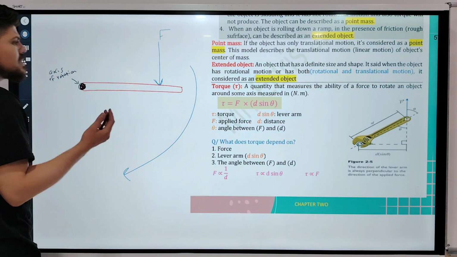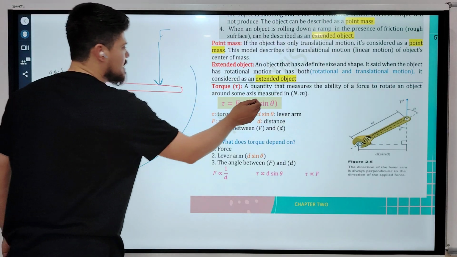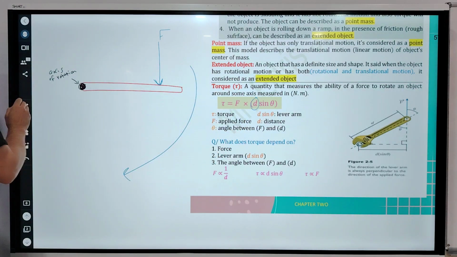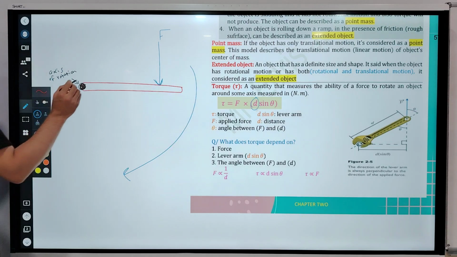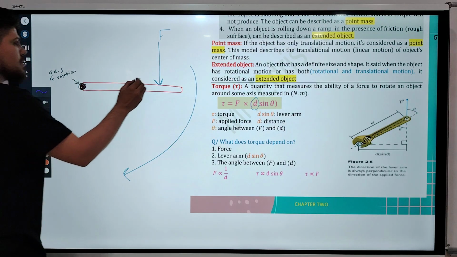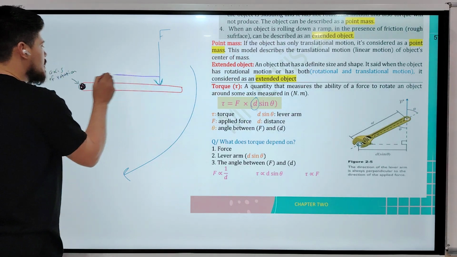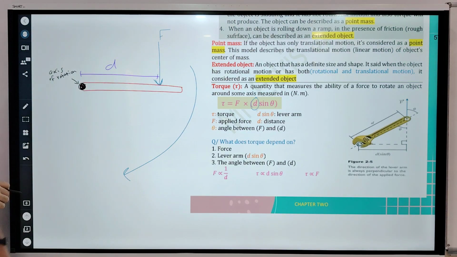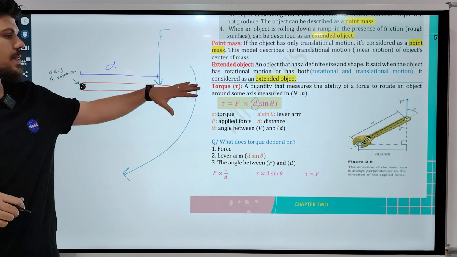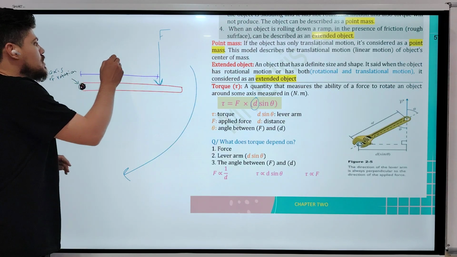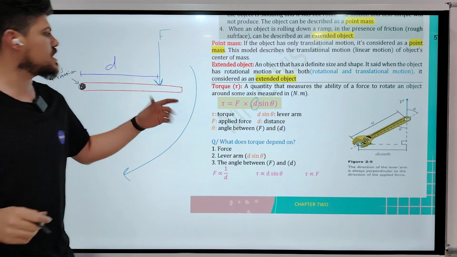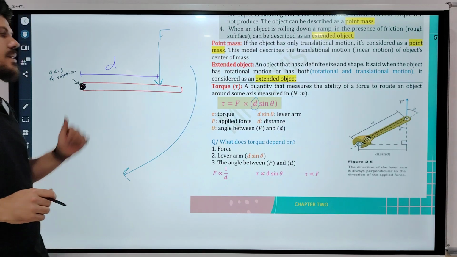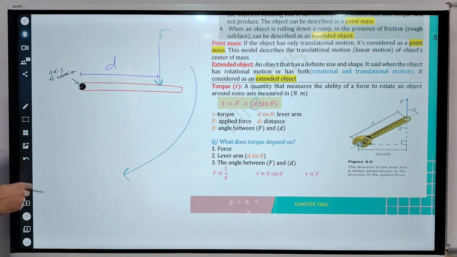So what is D? In the equation, when we say D sine theta, where is D in this case? D is the distance between the applied force and the axis of rotation. This is D, be careful. Not the whole rod, be careful. The distance in the equation of torque is the distance between the applied force and the axis of rotation.